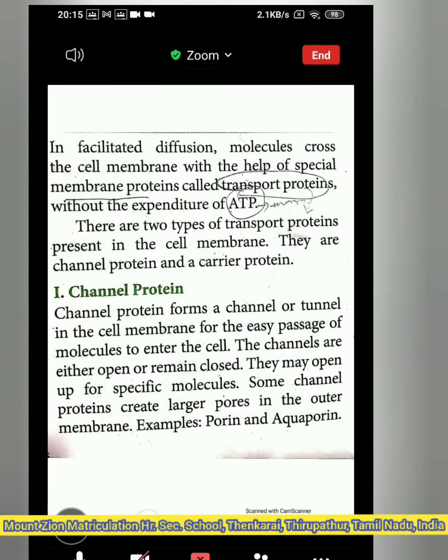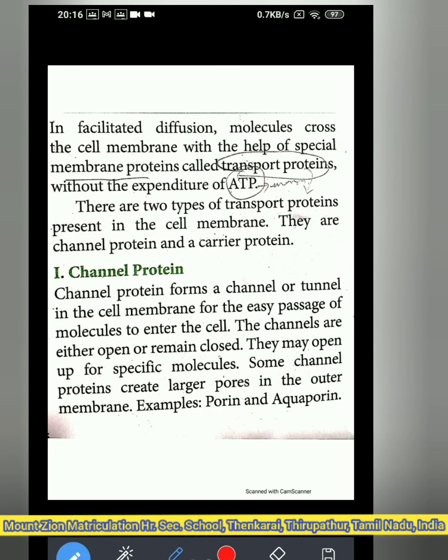So what are the steps that are being taken here? In facilitated diffusion, molecules cross the cell membrane with the help of a membrane protein. That membrane protein we call the transport protein. It doesn't need any kind of energy to transport the molecule, which is why it is given here as without the expenditure of ATP. We know ATP is nothing but energy. Wherever you see the term ATP, it is nothing but energy given to that particular concept. So energy is not needed here to transport any kind of molecules.